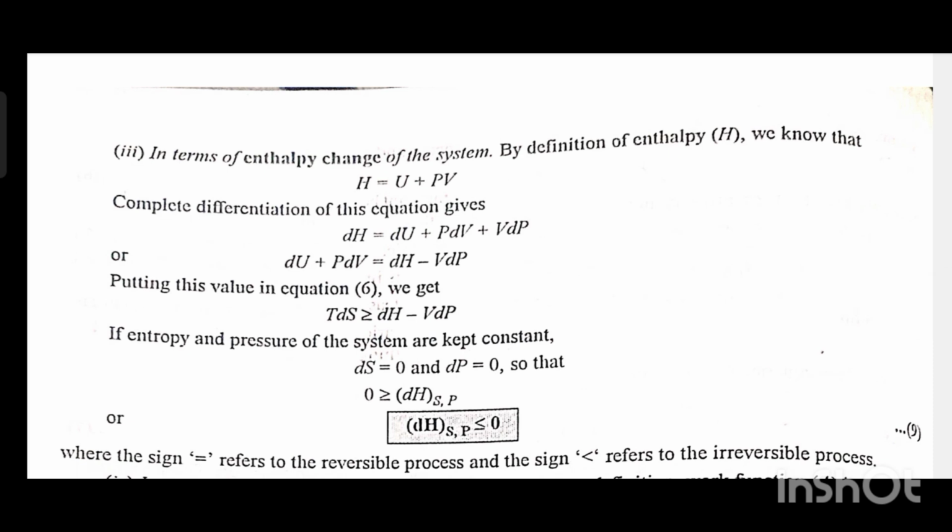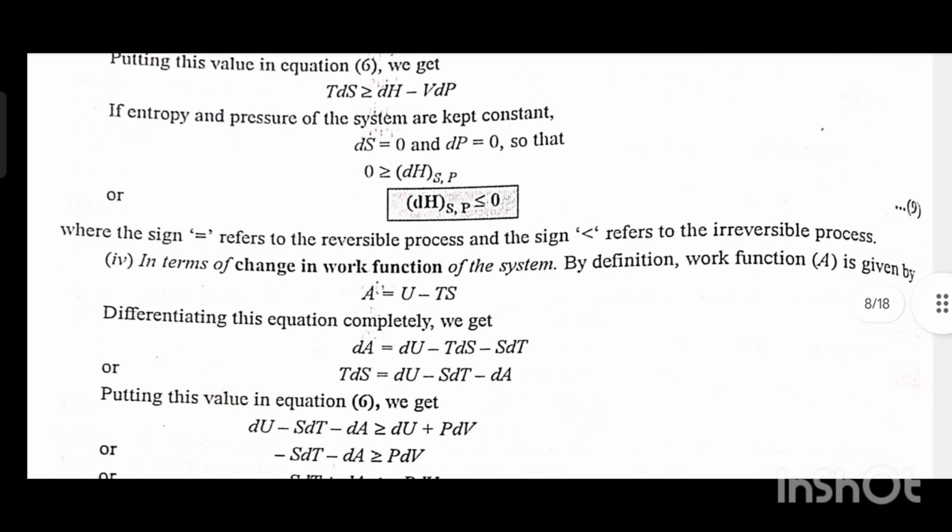Number 3, in terms of enthalpy change of the system, by definition of enthalpy H, we know that H = U + PV. Complete differential of this equation gives dH = dU + PdV + VdP, or dU + PdV = dH - VdP. Putting this value in equation 6, we get TdS ≥ dH - VdP. If entropy and pressure of the system are kept constant, dS = 0 and dP = 0, so that 0 ≥ dH_S,P, dH_S,P ≤ 0, equation 9, where the sign equal to refers to the reversible process and the sign less than refers to the irreversible process.